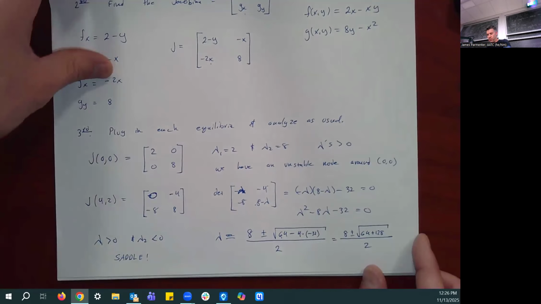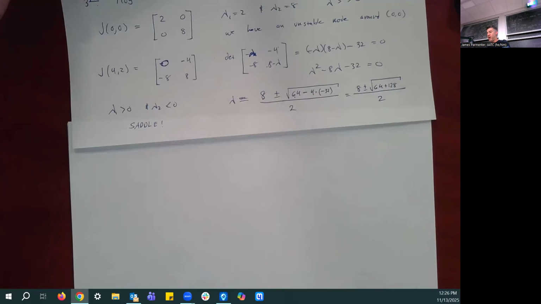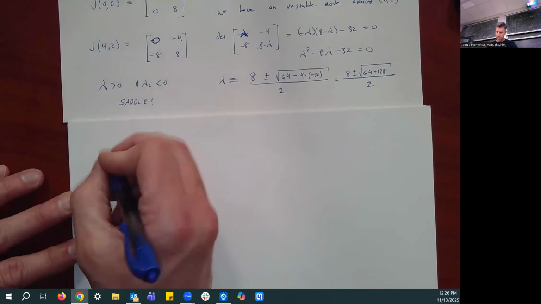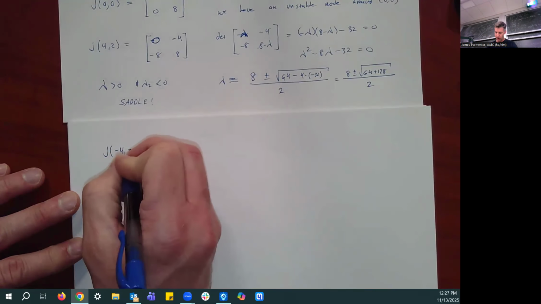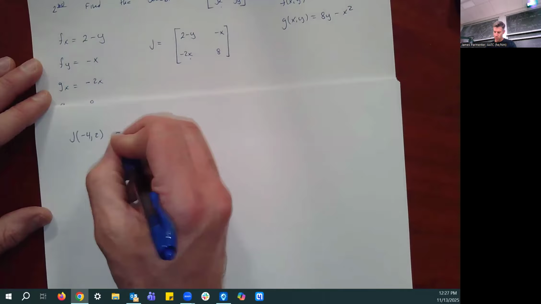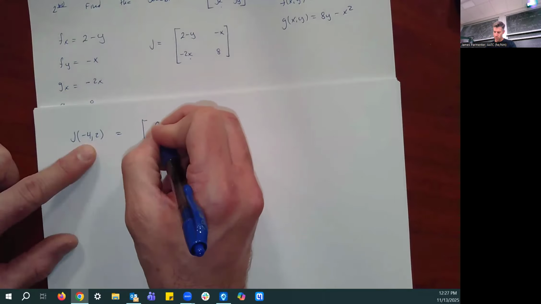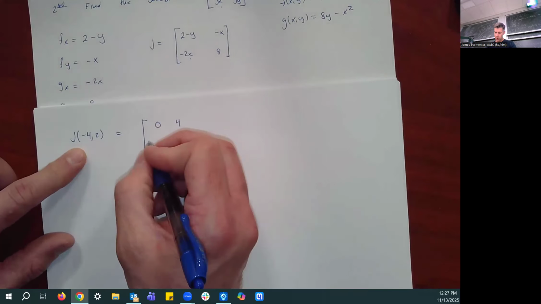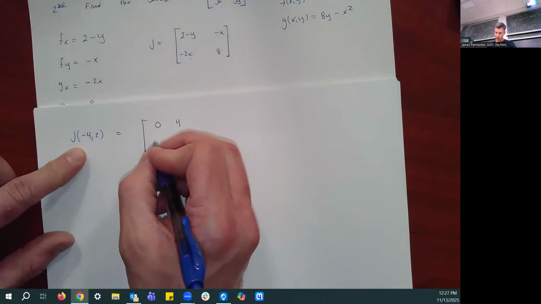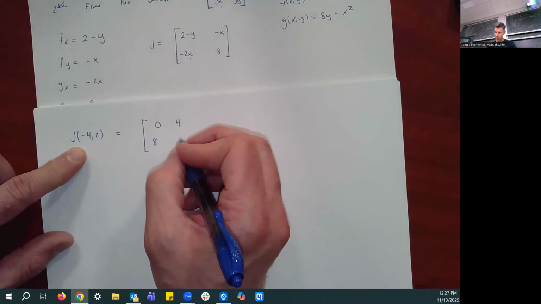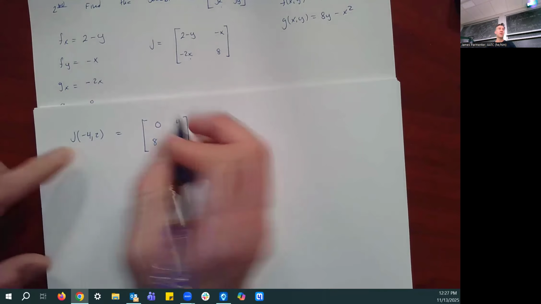Let's look at the last one, which I would be willing to guess is going to be similar to the one we just did because of the similarity in the values, but not 100%. So let's look at j of negative 4 comma positive 2. So we're plugging in 2 for y and negative 4 for x. So our j is going to equal 2 minus 2, negative negative 4, negative 2 times negative 4 is 8, and an 8 over here. And yeah, I think we're going to get the same result, because this matrix also has a determinant of negative 32.